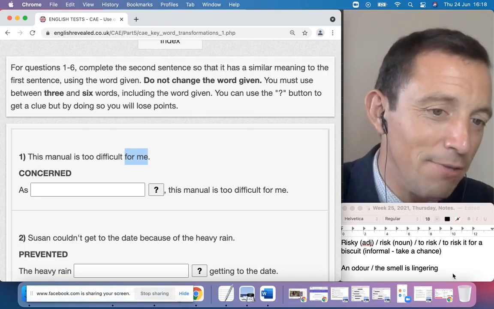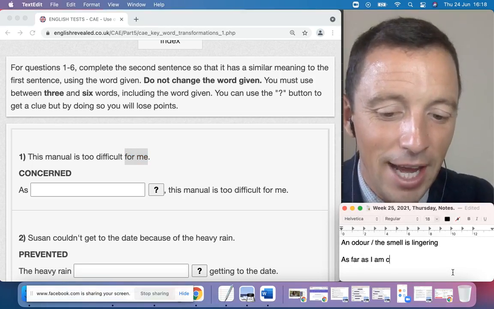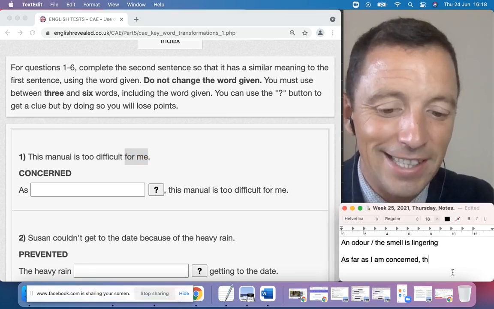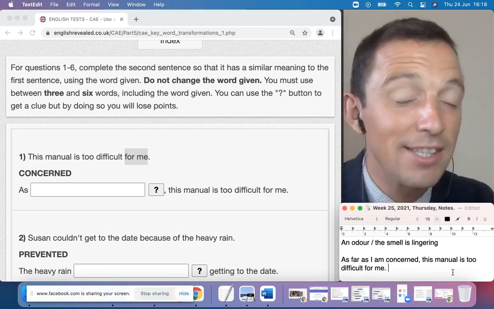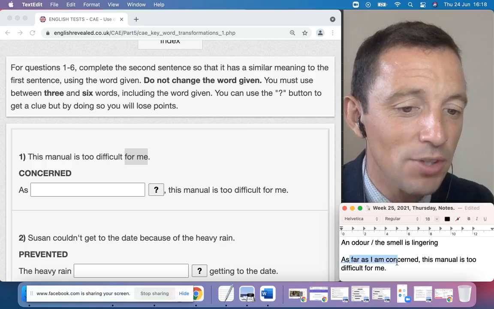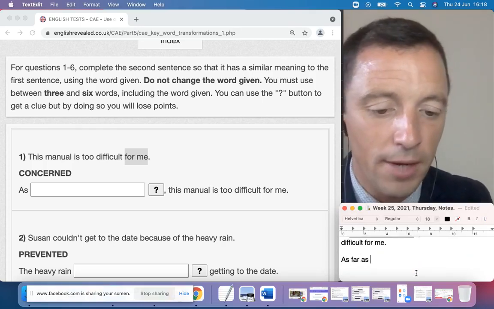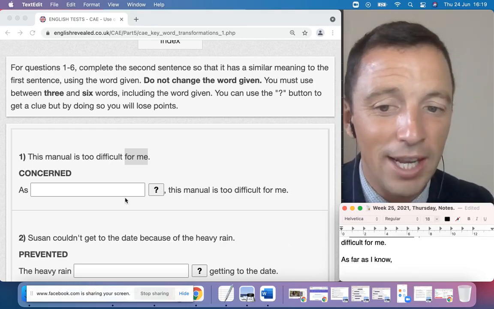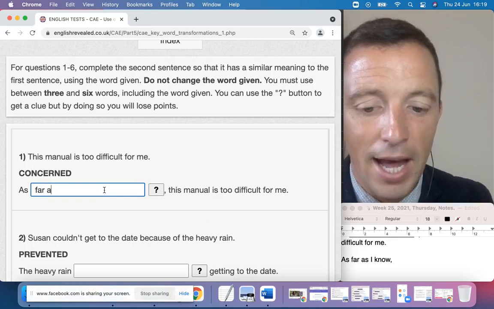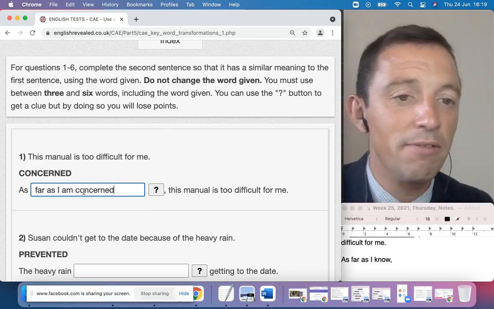Okay, well, you've had enough time. Okay, as far as I am concerned, that's the typical structure. This manual is too difficult for me. That's the structure, that's the rule. As far as I'm concerned, you can say as far as I know. Okay, as far as I believe. Very typical structures, and I think here, as far as I am concerned, this manual is too difficult for me.